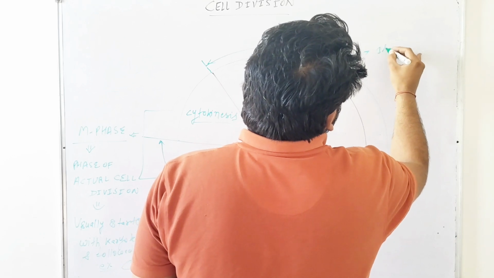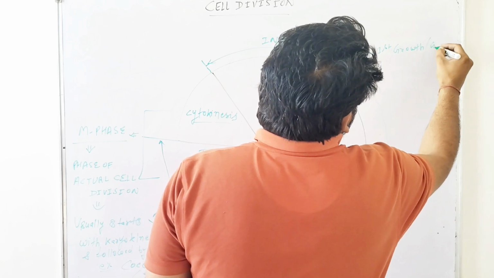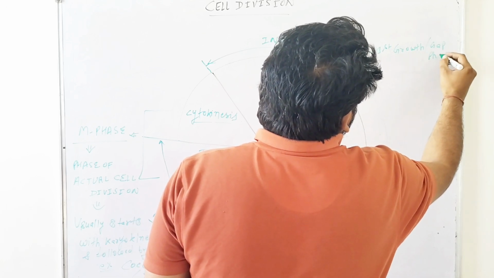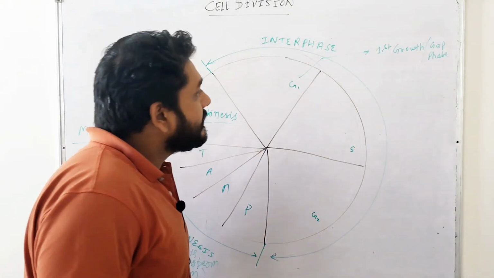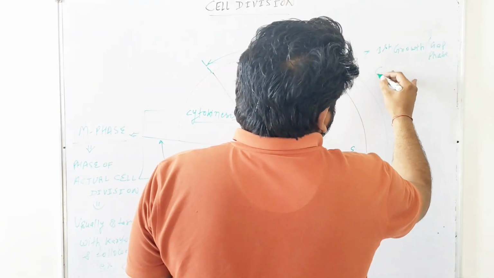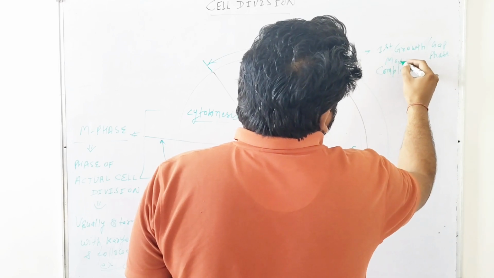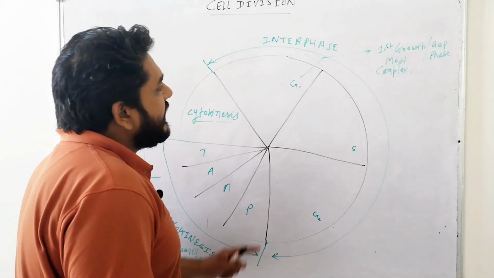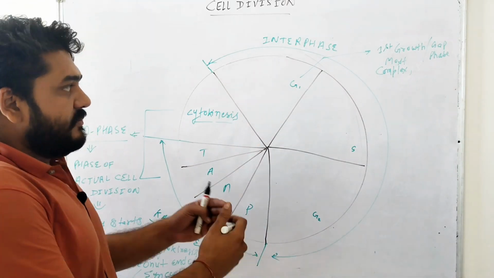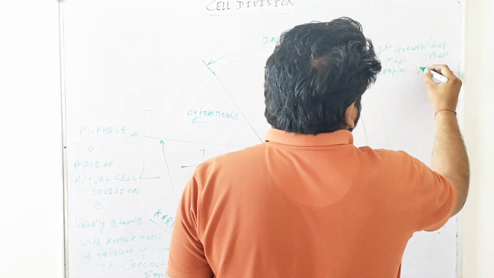It is the first growth phase. This is the first growth, or you can call it the gap phase, first growth or gap phase. Okay, this one is what? This is the most complex stage, and the cell in this stage can stay for a variable time period, so I am also calling it variable.